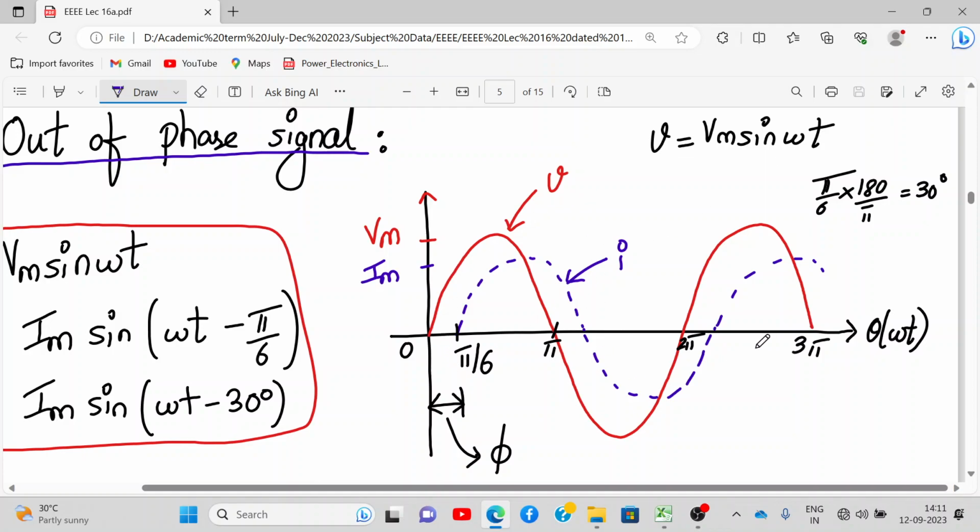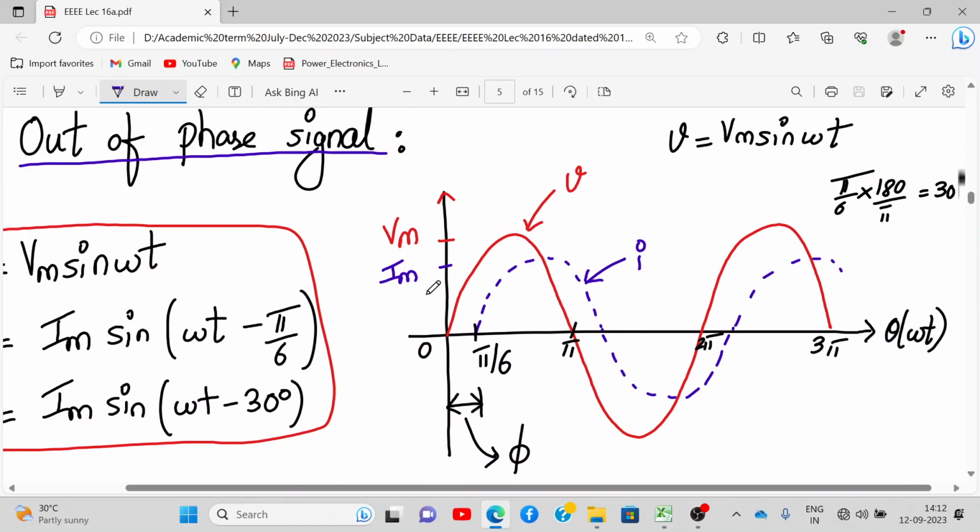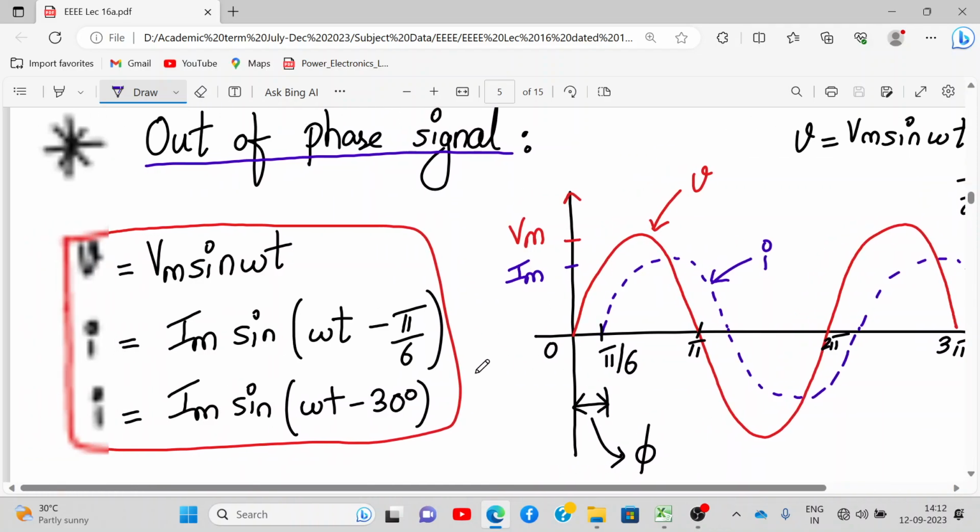Alright. Are they out of phase signals? Yes. They are not starting at the same time, right? And they have a different amplitude. Are their frequencies the same? Probably yes. Frequencies might be similar. Okay. So this is the phase angle phi. So how do you write it? V is equal to Vm sin omega t and I is Im sin omega t minus 30 degrees.